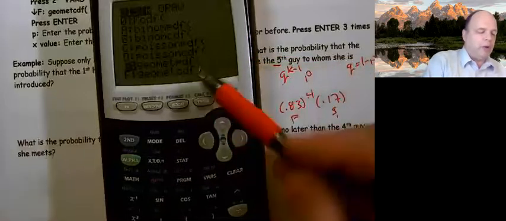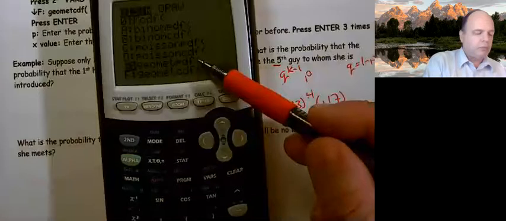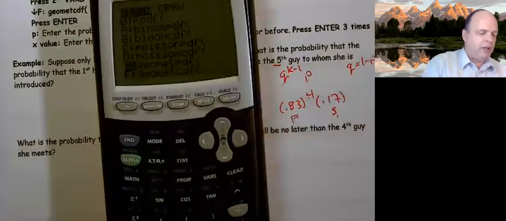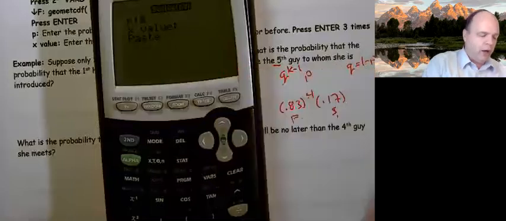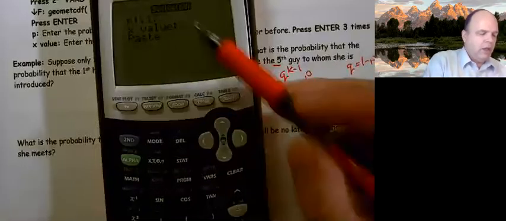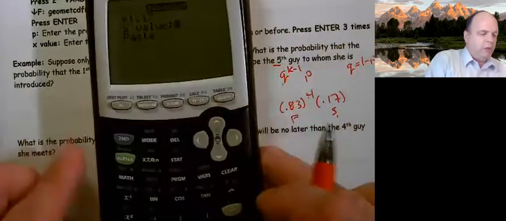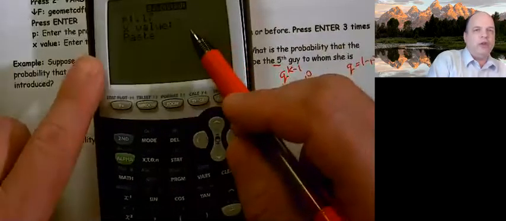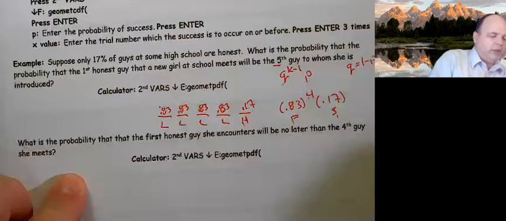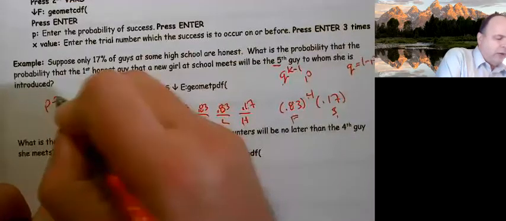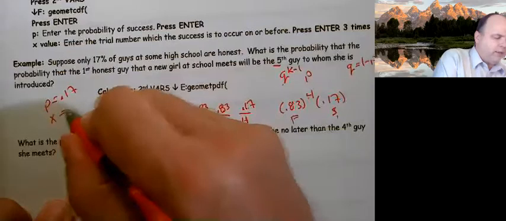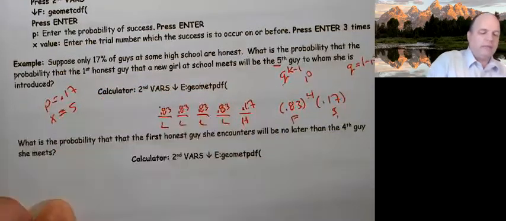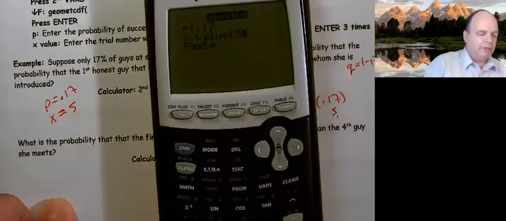Because we want it to happen on a specific person, the fifth one, we're going to use a PDF, so geometric PDF. My probability, that's what that p stands for, of the guy being honest is 0.17. So in this case, p is 0.17. My x value is the number of guys, so in this case, 5. So p, you need to write this down every single time. p is 0.17. x is 5. So I plug in 5.